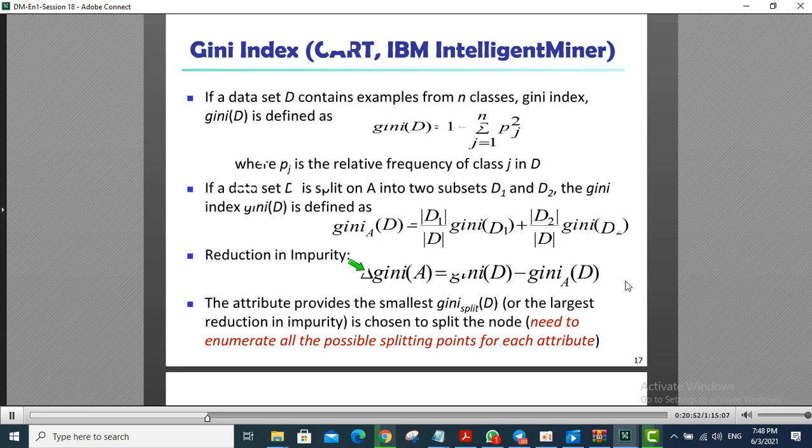So I will select attribute A, where delta of Gini of A is the largest value among different attributes. The attribute with the largest reduction in impurity is chosen to split the node, to partition the tree.